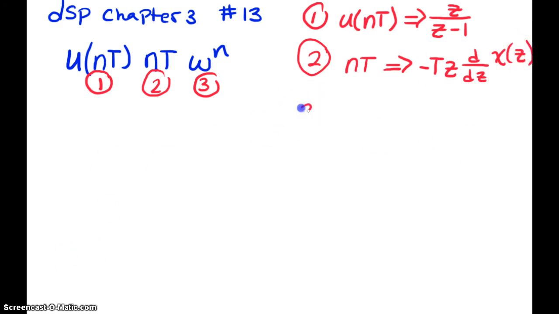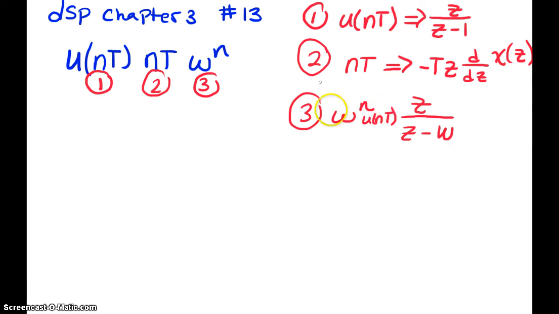And then for the third one, whenever we have w to the n, it normally means whenever we have it with the u of nT that we're going to do z over z minus w. And that's whenever we see it with the u of nT. So as you can notice that since this third one, the w to the n u of nT, goes with the first one, we are going to go ahead and do that one first. So we're going to do 1 and 3 first. And we still have to use the transformation 2 to transform the rest of that, but for now we're just going to do 1 and 3.